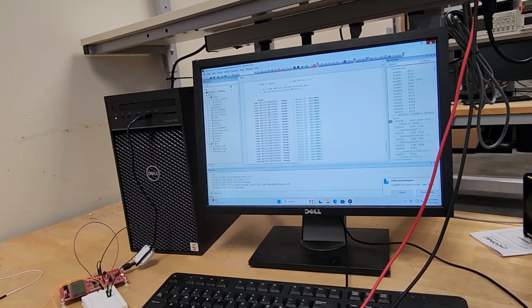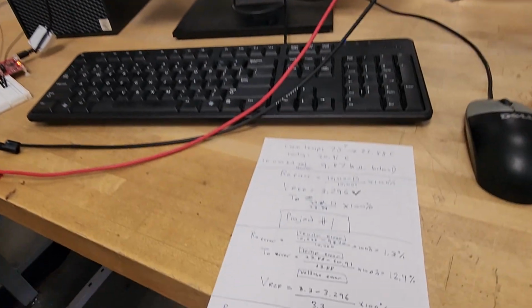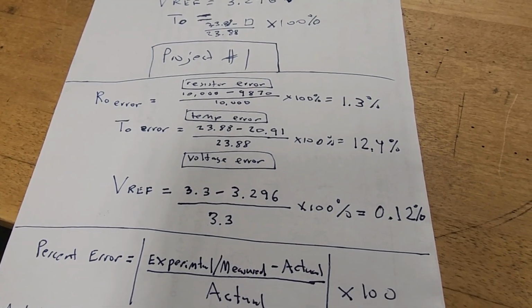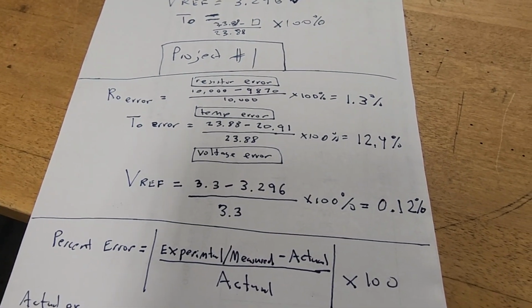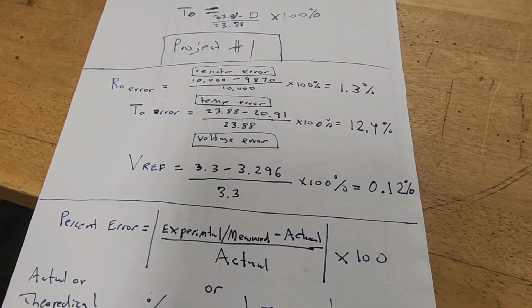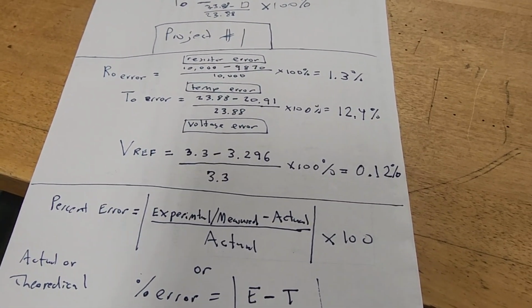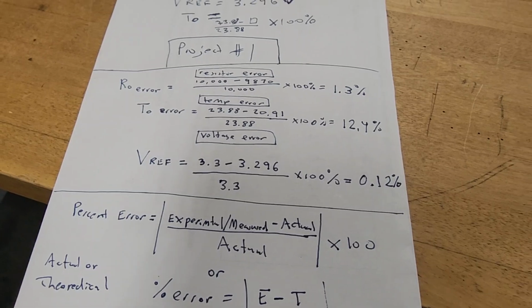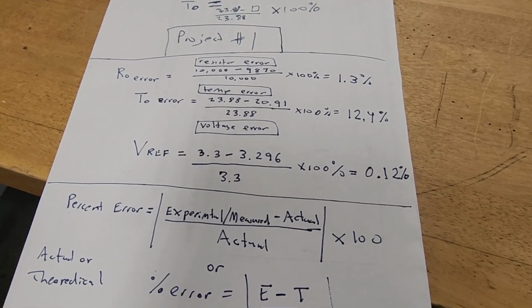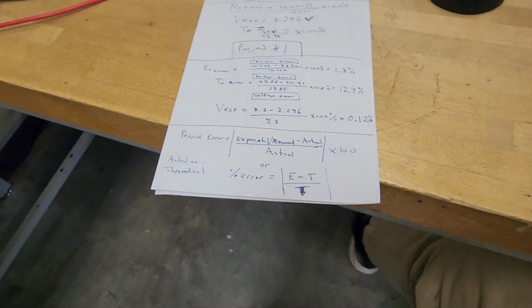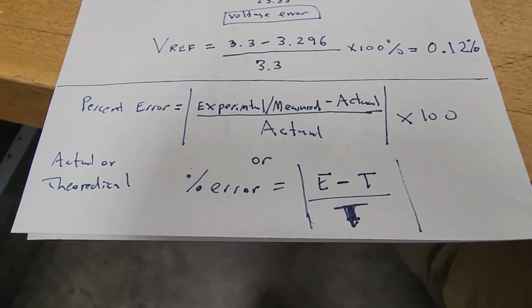So I took those values down and recorded them for you here, and you can see they are 1.3% for the R naught error, 12.4% for the T naught error, and V reference is less than 1%. Those are the resistance error, temperature error, and voltage reference errors. And that's how you do the calculation using that formula.